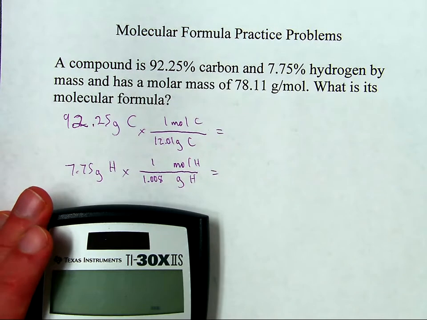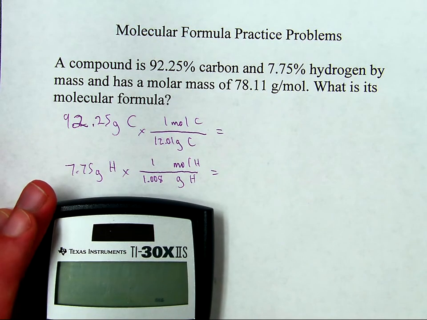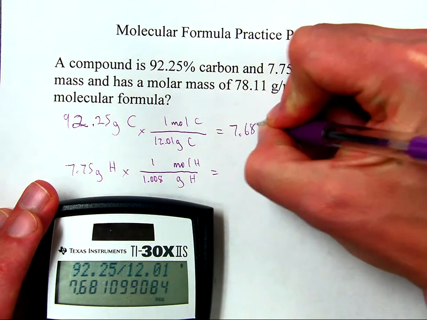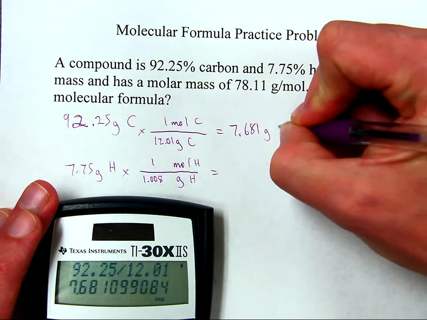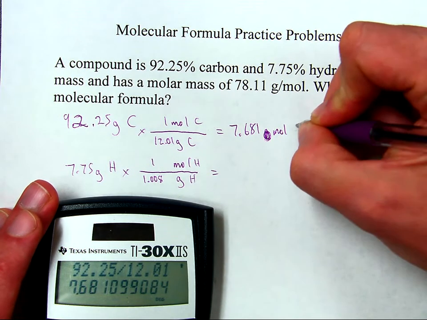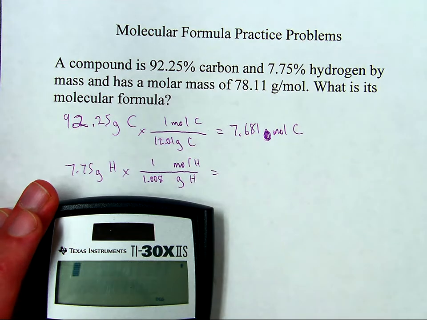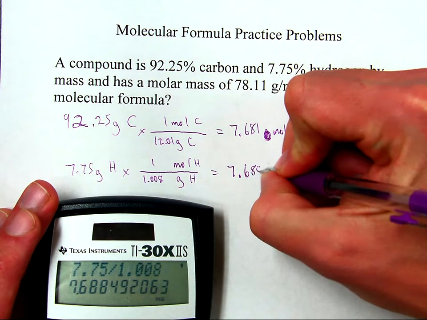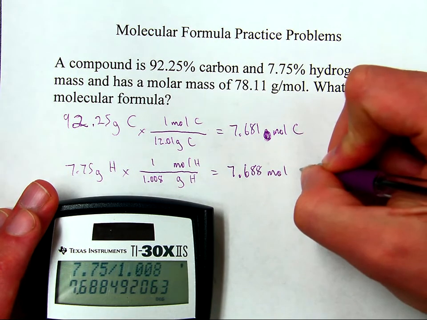And now we can do the conversion. 92.25, and that's 12.01, is 7.681 moles of carbon. And let's do the same for hydrogen. 7.688 moles of hydrogen.